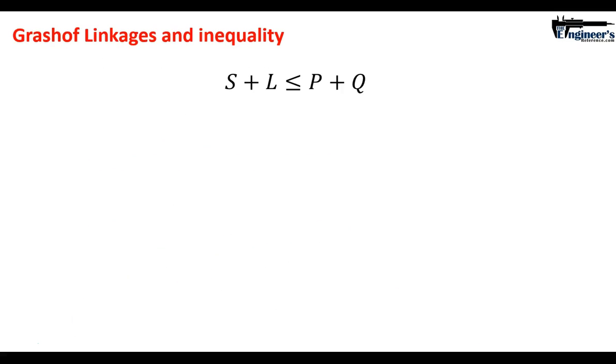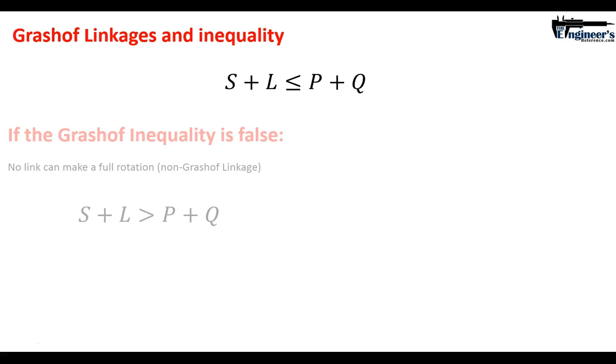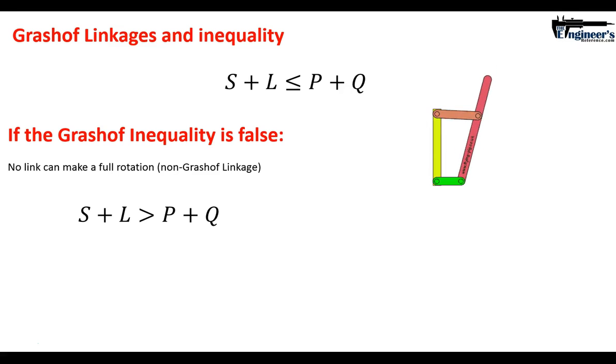So again, let's look at this Grashof link just based on the inequality. How does this equation affect things? If the Grashof inequality is false, in other words, if the short link and the long link summed together are greater than the other two links, then it's a non-Grashof linkage, and none of the linkages will make a full rotation. And you'll end up with a situation like this, where all you're getting is reciprocation. The linkages are just reciprocating back and forth.